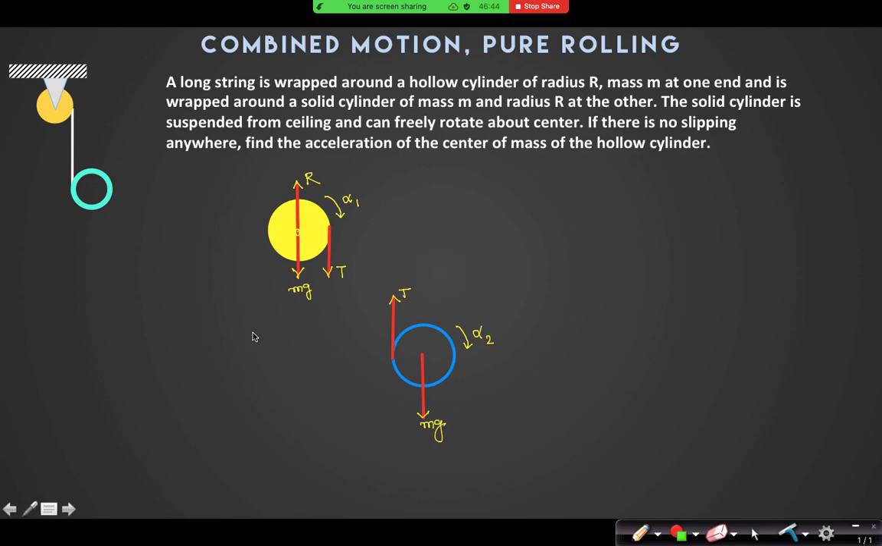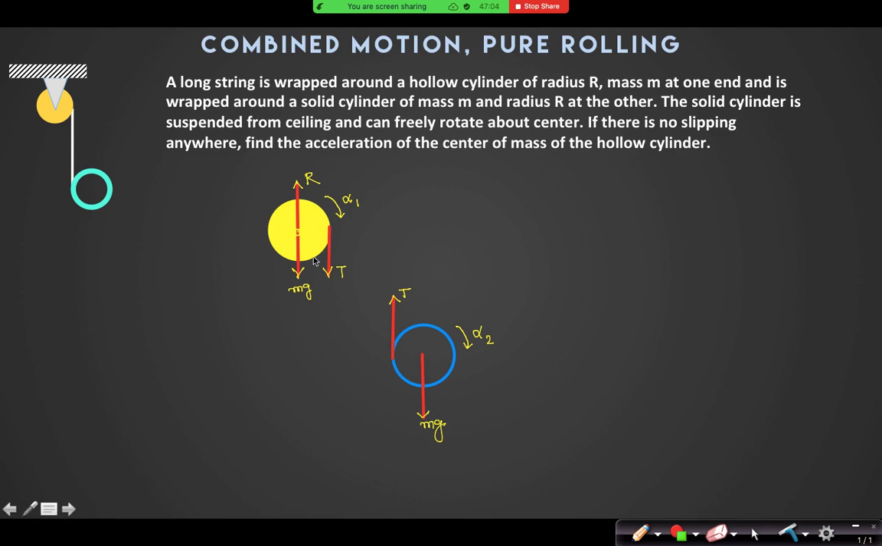Yes, sir. I have a problem here, sir. So this alpha 1 and alpha 2 need not always be the same. Yes, need not always be the same. Without calculation, I cannot say whether alpha 1 and alpha 2 are the same or not. So what equation can I write?